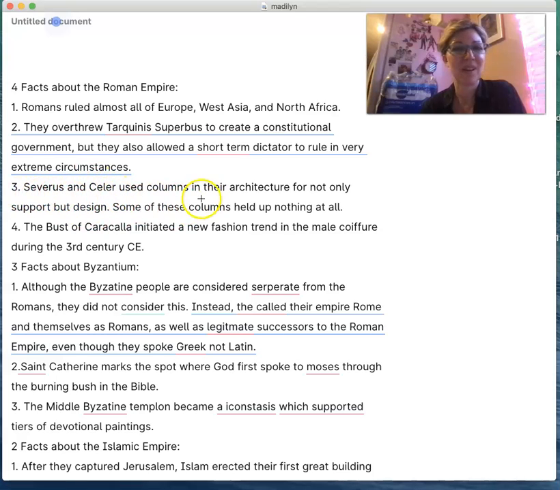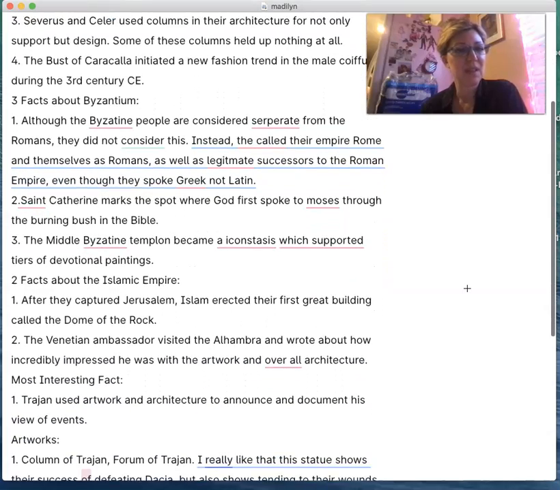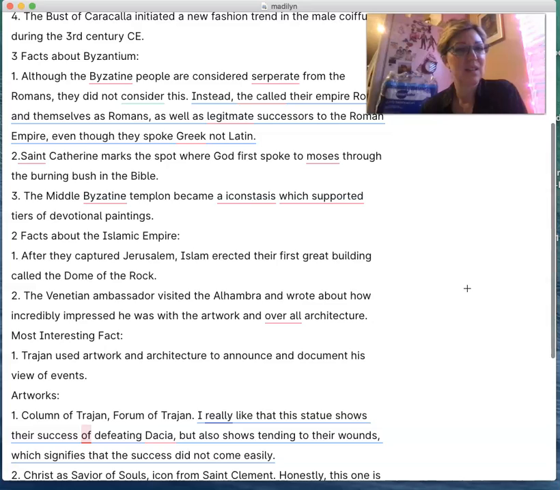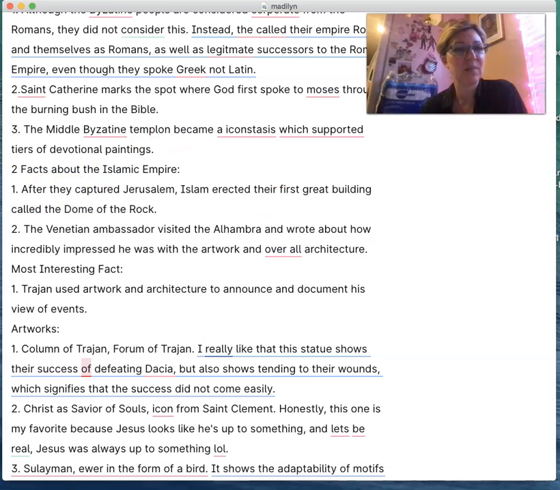Severus, doesn't that remind you of Harry Potter? Yeah. Columns for decoration only. Oh, isn't that a great word? Coiffure. Okay. Byzantine. And the Byzantine didn't think so. Okay, great, great, great. Very specific fact. I love that. Great. Beautiful. Yes.